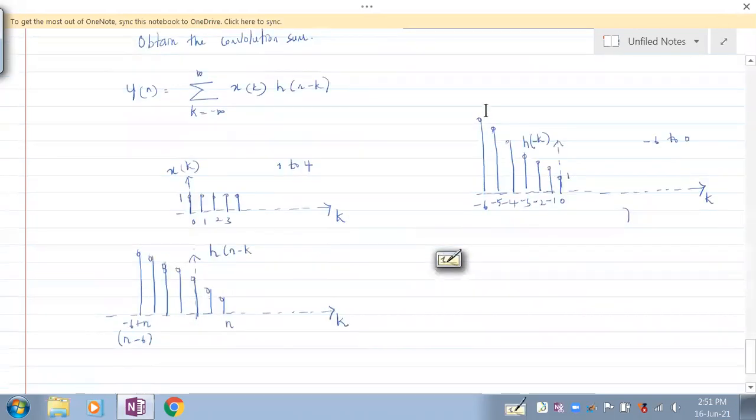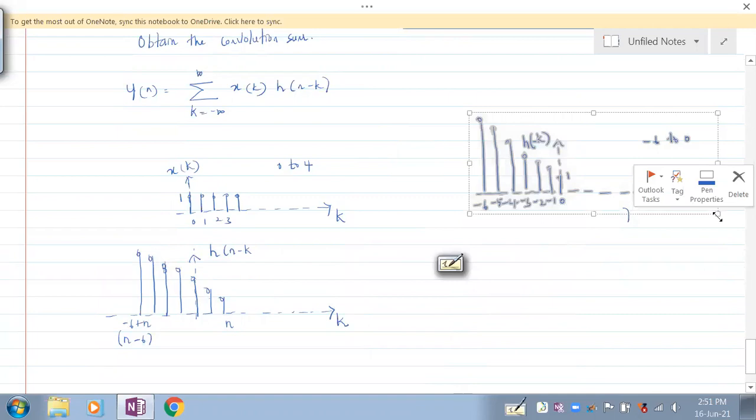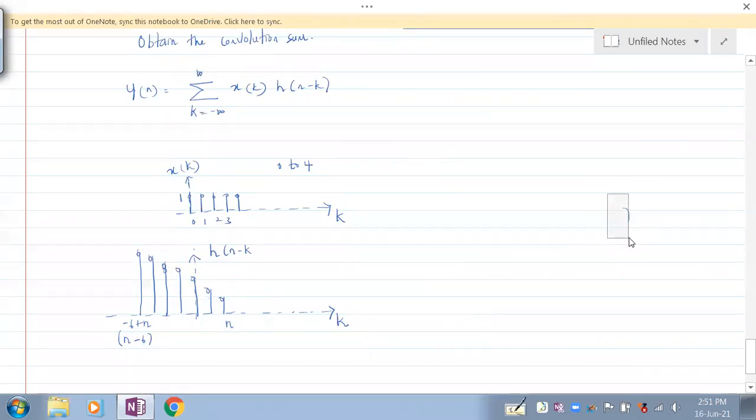Is that okay with you? So these two signals you need to have with you to solve the convolution sum problem. Fine. So this is h of n minus k. This is h of k. So these two signals, x of k and h of n minus k, we have taken directly by sketching them. We have not substituted anything, mind you.